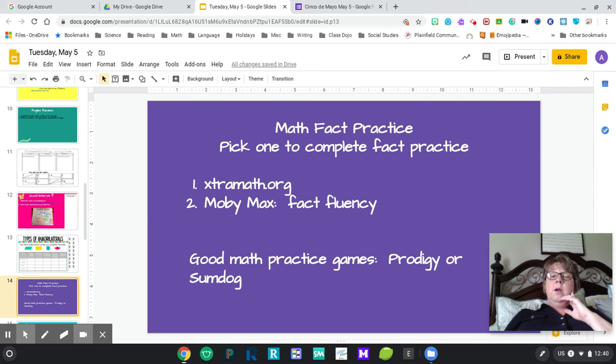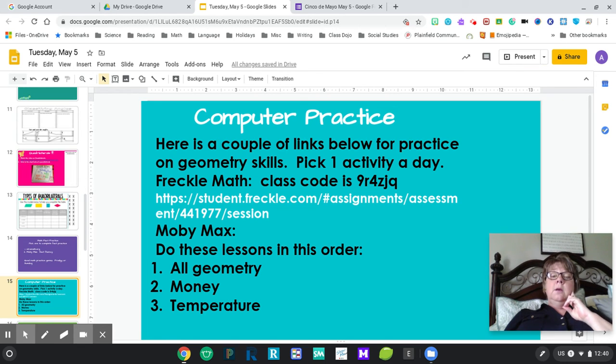Just work on your fact practice. I don't care how. Flashcards, extra math, MobyMax, I don't care. Be focusing on multiplication and division. Go ahead and do some computer work today. If you don't want to, that's fine. But you know that you have some freckle math that you could work on or some activities in MobyMax as well.